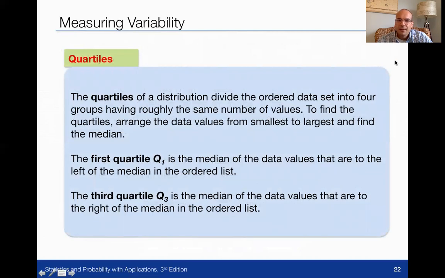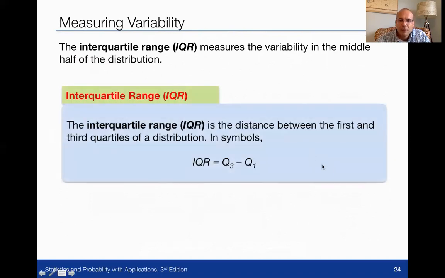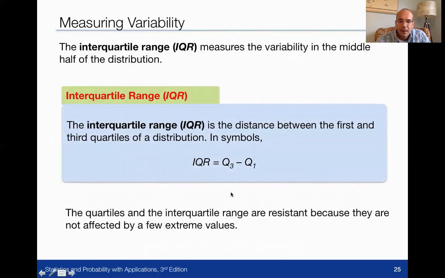If you've got the quartiles, and this is just a summary of that, now you're well on your way to finding the interquartile range. If range is the distance from the highest to the lowest overall, interquartile range is the distance from the first quartile to the third quartile. So it's that middle section of the graph, the 2 quarters that make up the middle. That's Q3 minus Q1. And the quartiles and the interquartile range are resistant because they're not affected by a few extreme values.